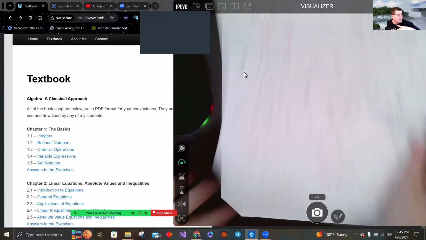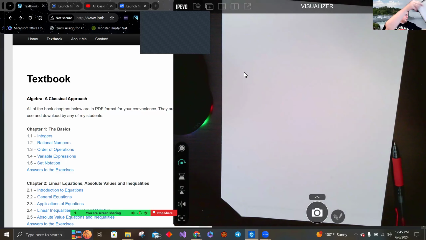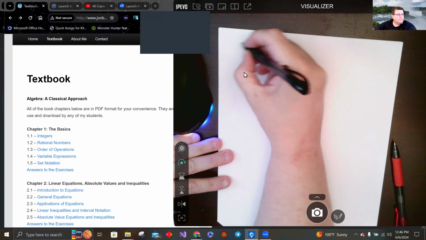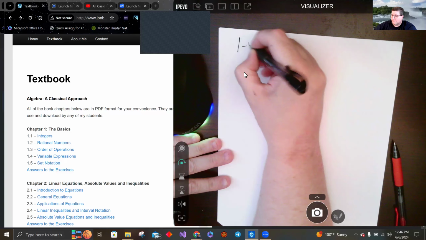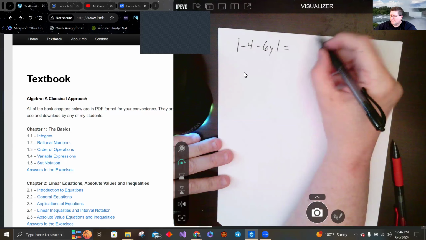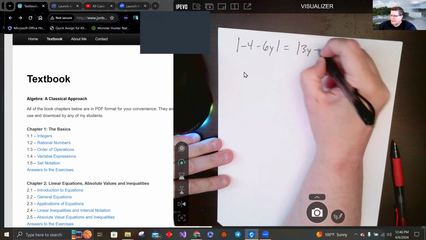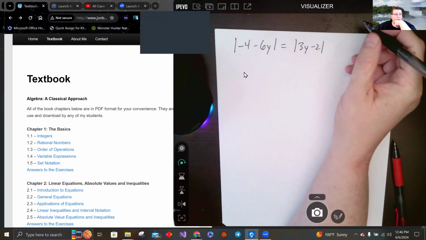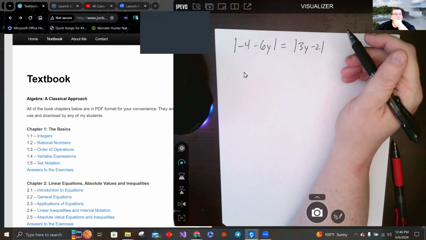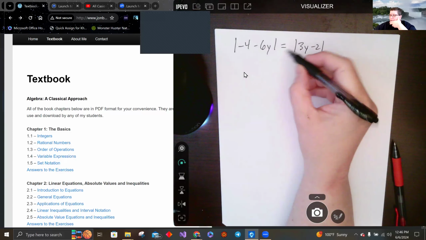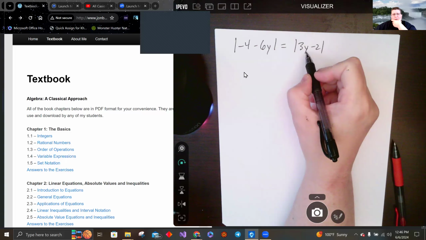All right, we got one more type of problem in this section, and then I'm going to do the inequalities. Absolute value of negative 4 minus 6y equals absolute value of 3y minus 2. So it's where we have 2 absolute values. This actually doesn't cause a problem.